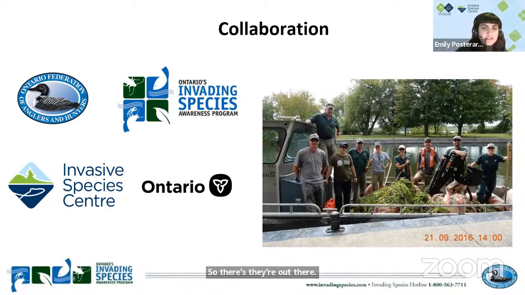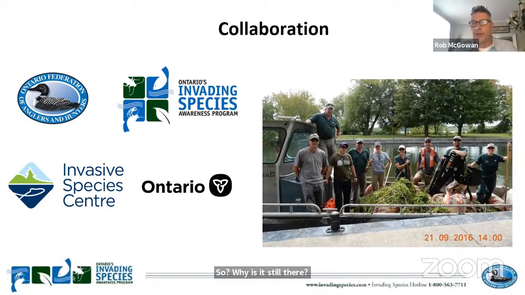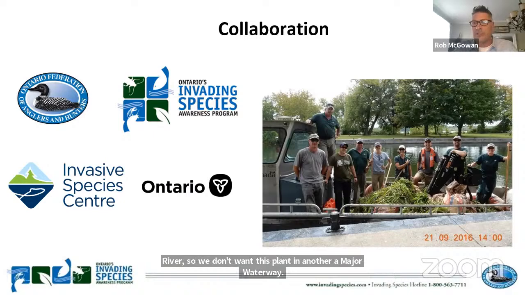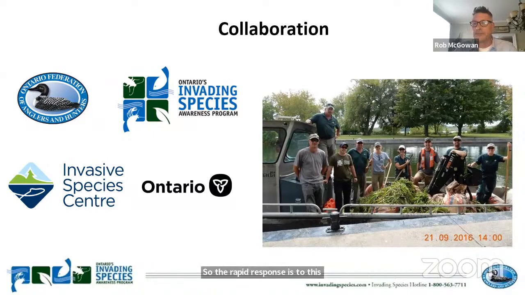Okay, thank you. Another question we have. We've been hearing about rapid response for water soldier for 10 years in that area. So why is it still there? So this is not the Trent Severn Waterway. The Trent Severn Waterway runs from Georgian Bay down to Bay of Quinte, which is Trenton. This water soldier in Red Horse Lake is about 250 kilometers away from the Trent Severn Waterway. So it's in a new area. We just can't have it establishing. Basically, the Gananoque River system runs down into Kingston, which is the mouth of the St. Lawrence River. So we don't want this plant in another major waterway. So the rapid response is to this population specifically.